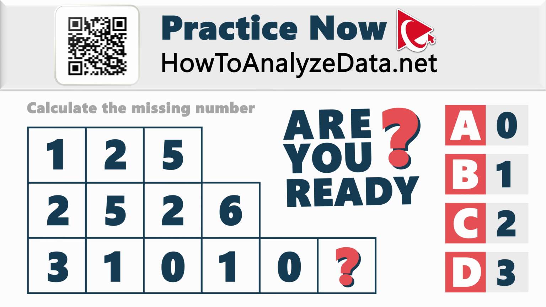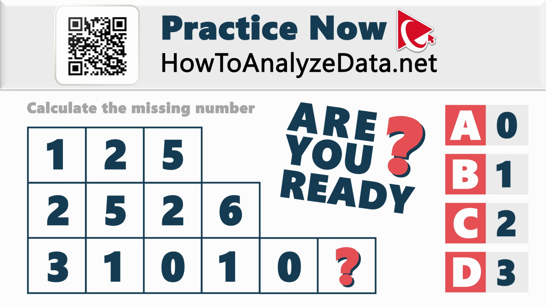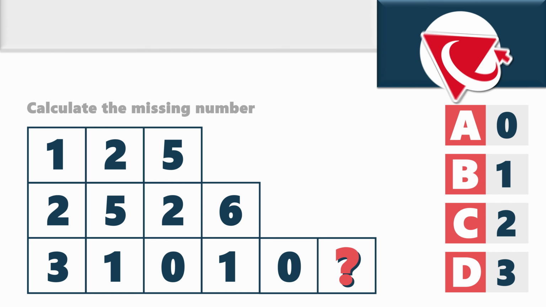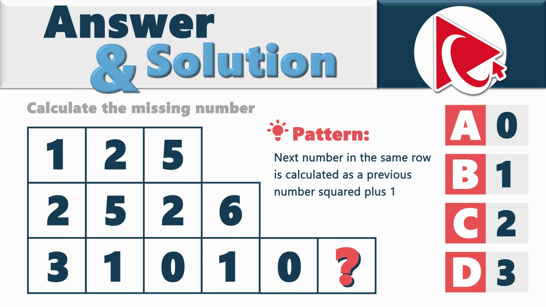Are you prepared with your solution? I'm curious to compare the notes, so let's move forward and share our answers. You might be surprised, but there is a pattern and there are calculations that describe how each number in each row is calculated. In fact, the pattern here is that the next number in the same row is calculated as a previous number squared plus 1.